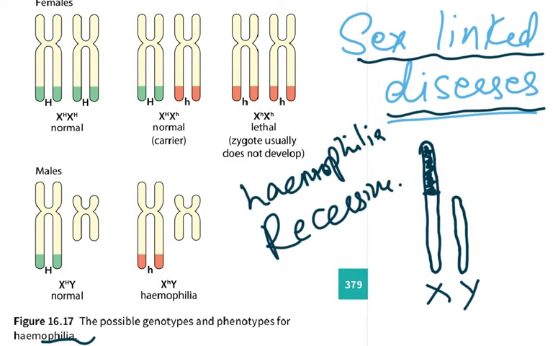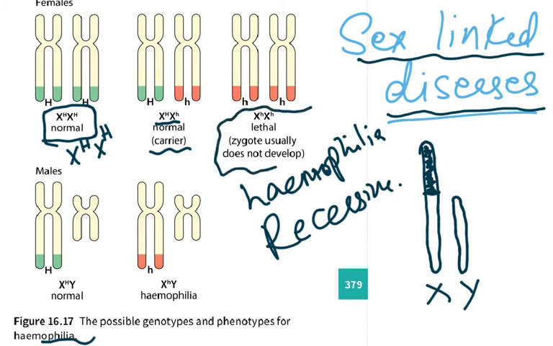Now you can see we can have a normal female, but the normal female means it has to be a capital H. So the normal female would be X big H, X big H. So it's a capital letter. Now the woman who's a carrier would have the X big H and an X small h. But this woman, X small h, X small h, does not exist on the face of this earth. Why? Because this is a lethal mutation and this zygote does not develop. That means it doesn't develop into a human being. So there's no such female.